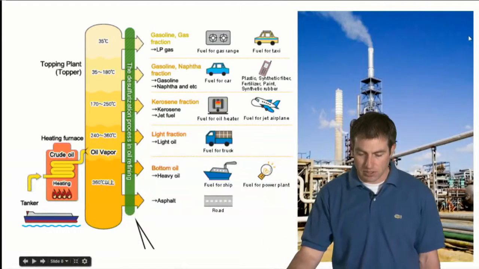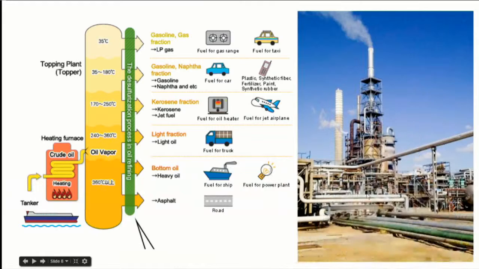Behind me, this is an actual picture of a refinery. I don't know where this one is, but you can see all the different pipes. You get this big tower, and at different points in the tower, there'll be pipes coming off it to pull out the different hydrocarbons depending on what you're refining. So that's how an oil refinery works at a very, very basic level.